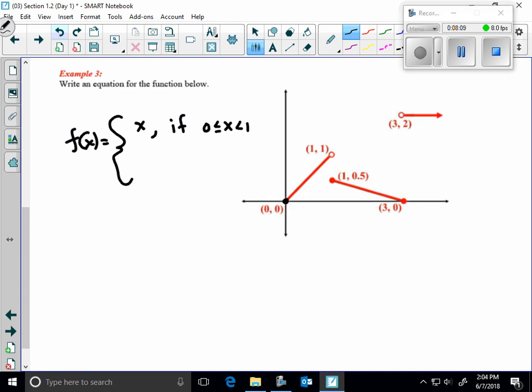Okay, the second piece, if it looks like x is between, inclusive on both ends, 1 and 3. Okay, this is a little bit funky, but I know a point. To write an equation of this line, all I need is a point and a slope. Okay, I could find the slope relatively easily. Change in y over change in x. And 0.5 over negative 2 is the same as negative 1/4. So that's the slope of the line.